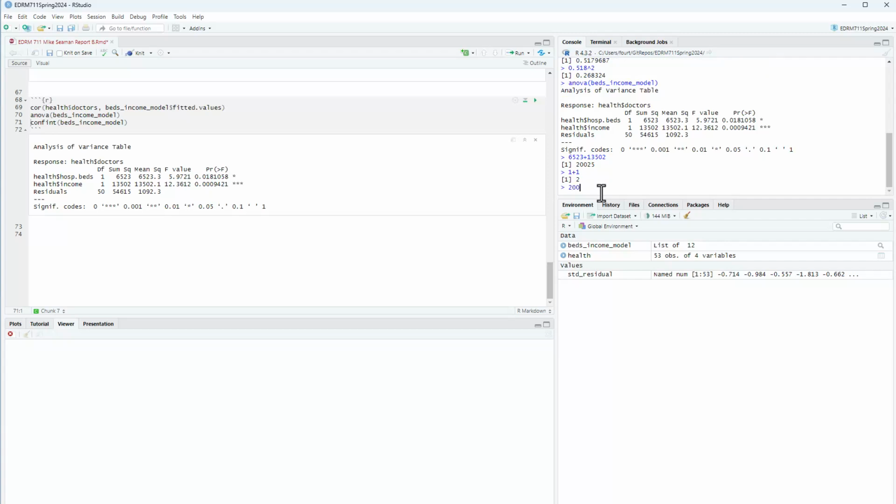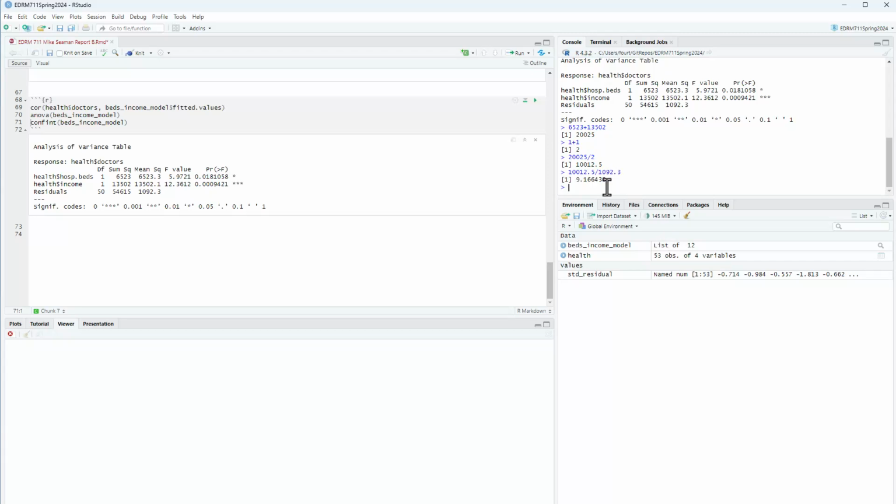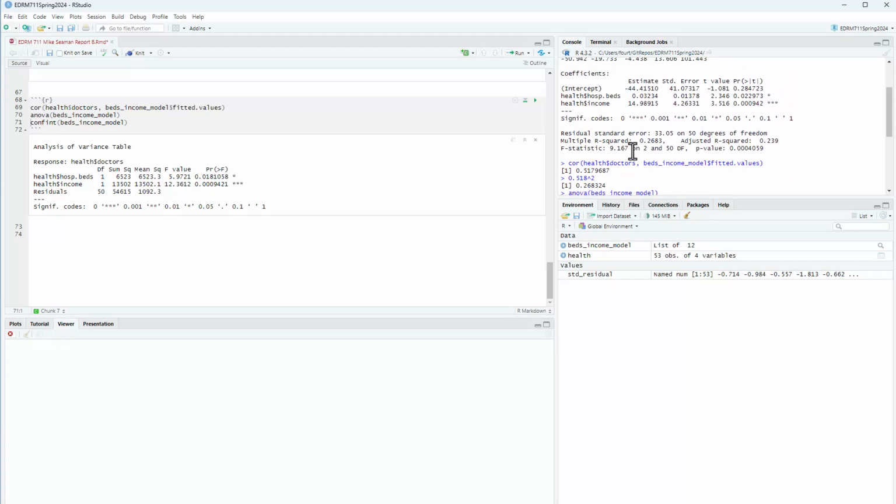So I would have 20025 divided by 2, and that's my mean square for the model, 10012.5, and here's my residual mean square down here. If I take 10012.5 divided by my residual mean square, I end up with that 9.167, and that should ring a bell. That's what we saw up here for the F statistic. It's the ratio of the mean square for the model. And you see the 2 degrees of freedom, where they came from? 1 degree of freedom for each of our coefficients.